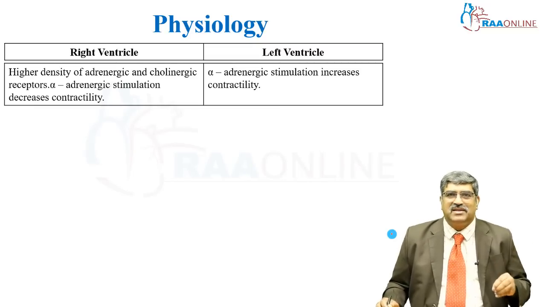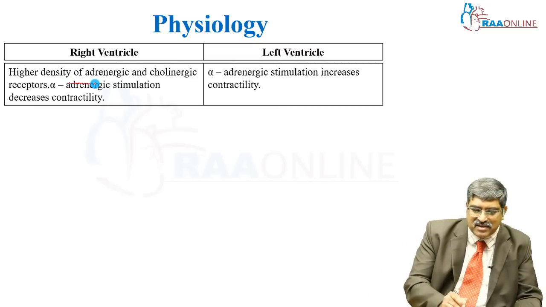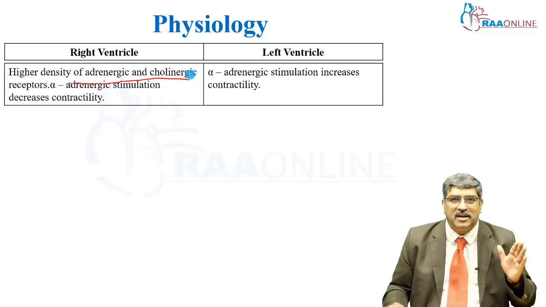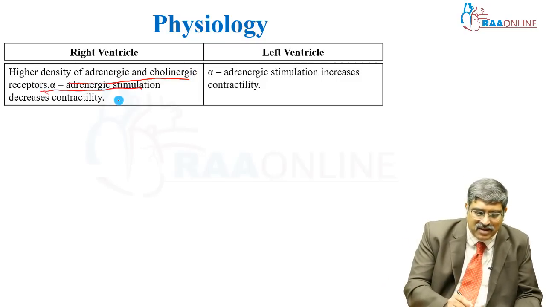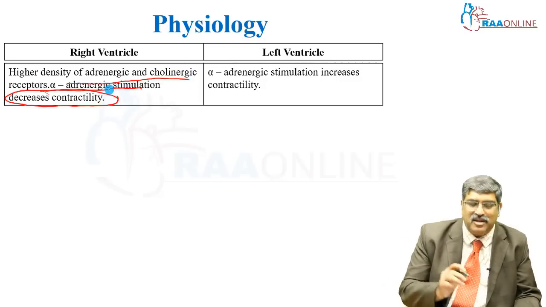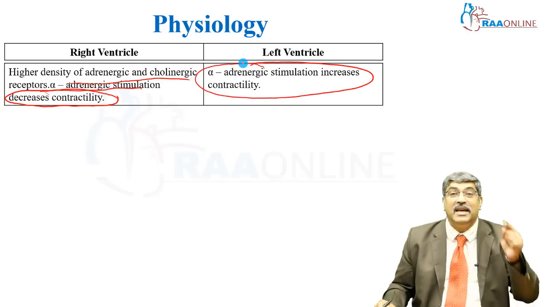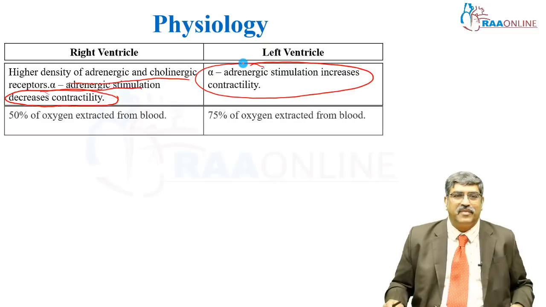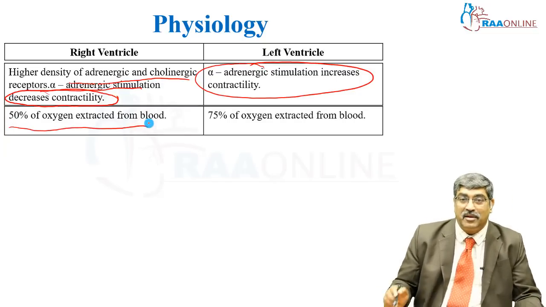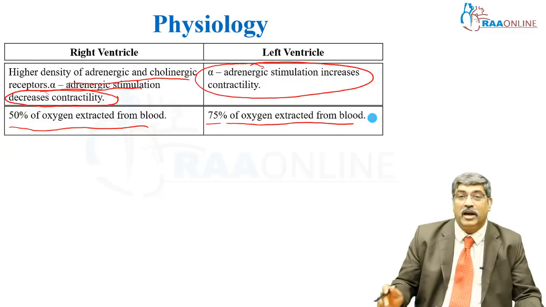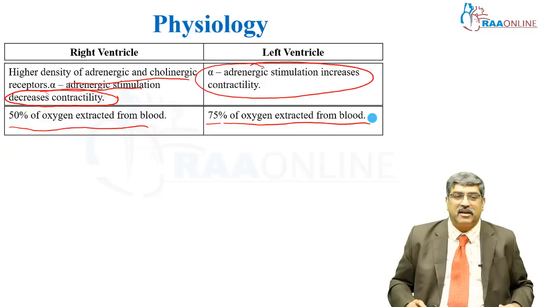And a few finer structures between right ventricle and left ventricle. There is a higher density of adrenergic and cholinergic receptor in the right ventricle. Here, alpha adrenergic stimulation decreases the contractility in the right ventricle, but in the left ventricle, the alpha adrenergic stimulation increases the contractility. And in right ventricle, 50% of oxygen is extracted from the blood, whereas in left ventricle, with increased myocardial oxygen consumption, there is 75% oxygen extracted from the blood.